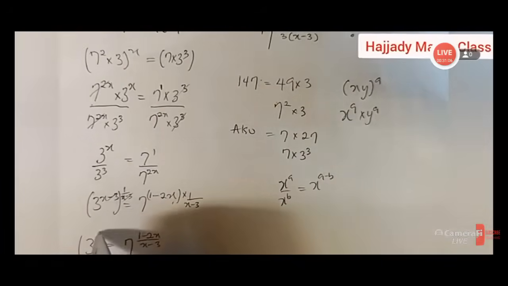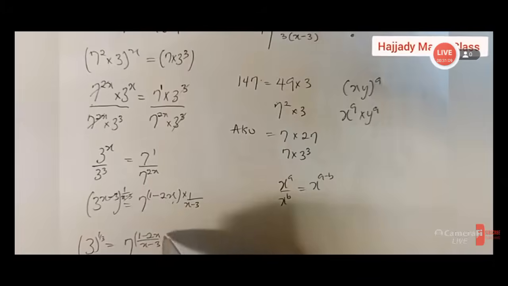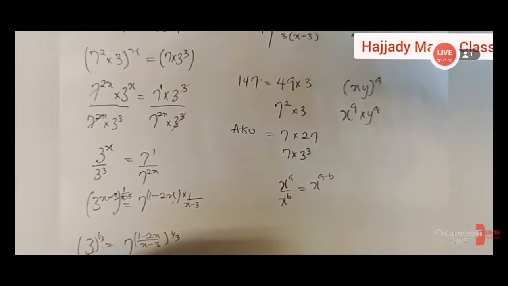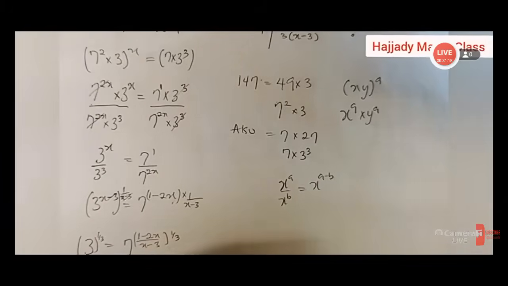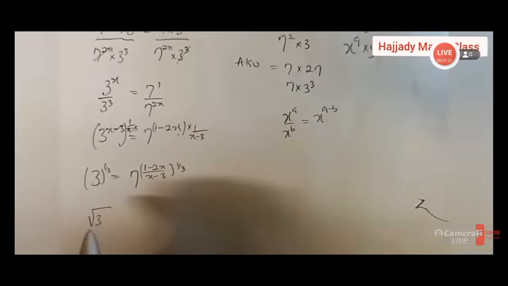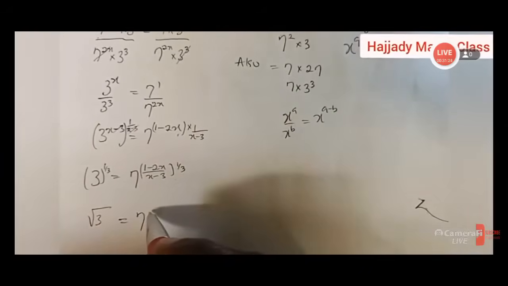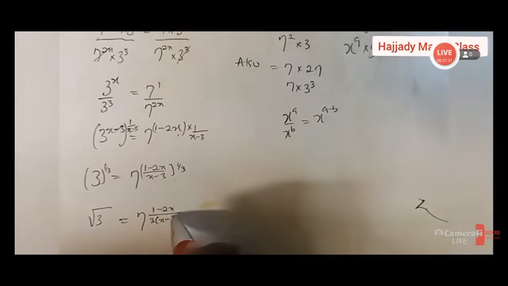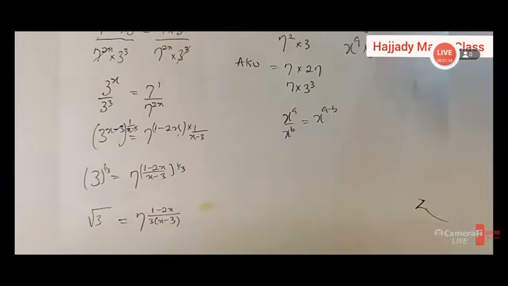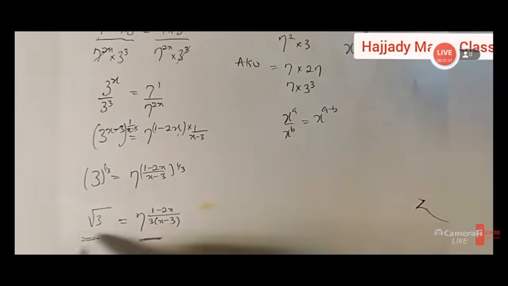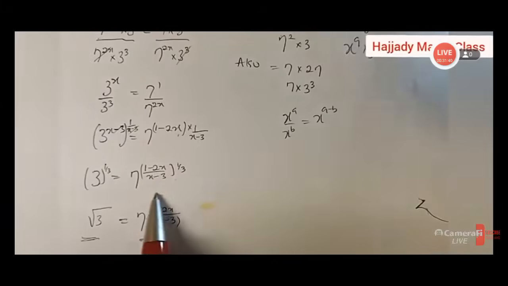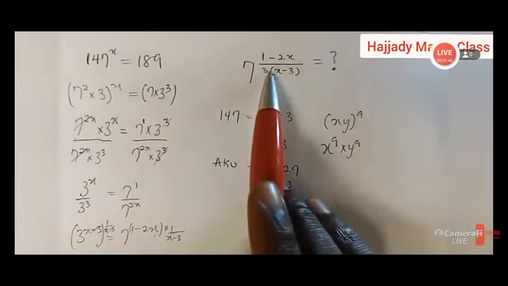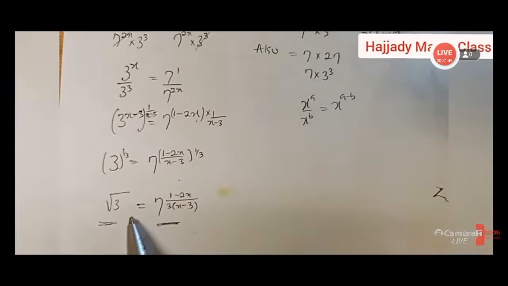So we want to multiply the root of both sides by 1 over 3 again. So here we are going to have, at the left hand side, the cube root of 3 equal 7 raised to power 1 minus 2x all over 3 into bracket x minus 3. Now looking at this and this, you can see that this corresponds with what we have here. So that means the value of this is the same as the cube root of 3.